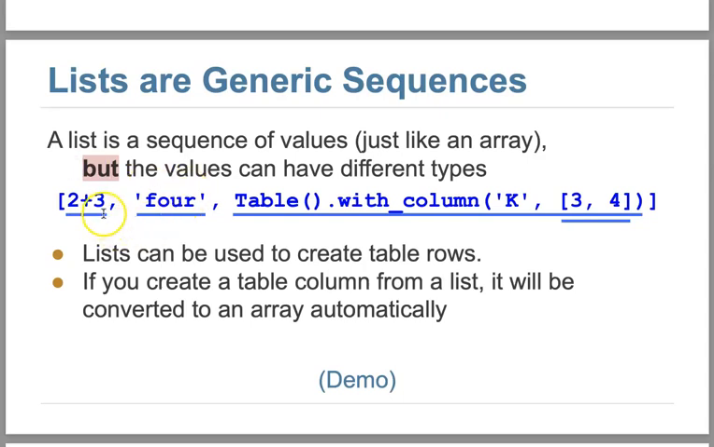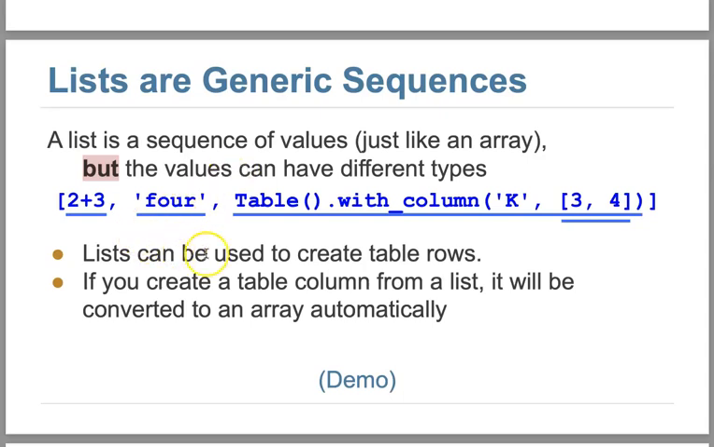They can be numbers, strings, or, as you see here, other columns. Actually this one returns the table because you create a table. So that's why a list can have a sequence of values, but it's different from an array. An array only has a sequence of values with the same data type. A list can be used for any data type.